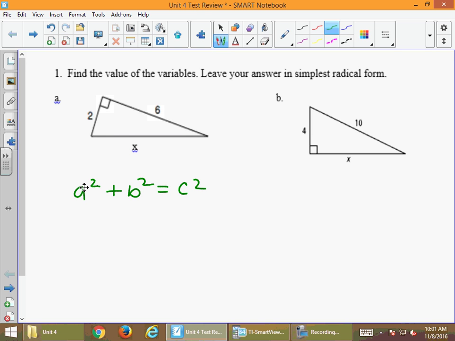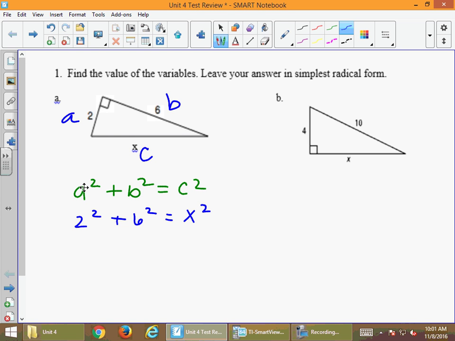We know it's the hypotenuse because it's across from the 90-degree angle. Go to your 90, go across. That's always your c. Does it matter which one your a and b are? No, I'm going to say that's my a, that's my b, doesn't matter. And still, in your information, we have 2 squared plus 6 squared equals x squared.